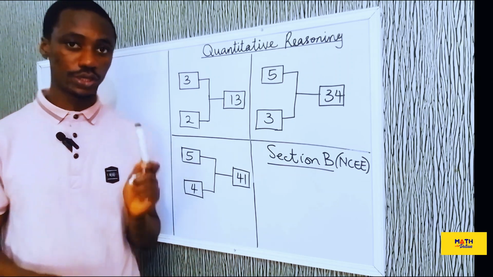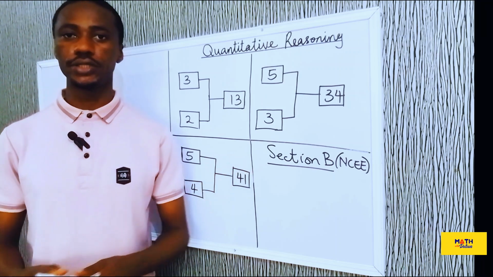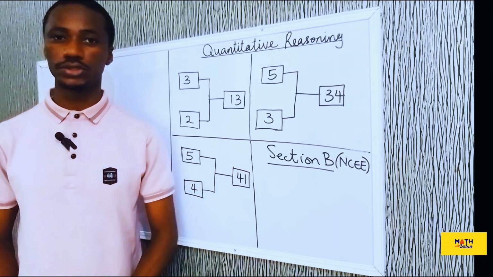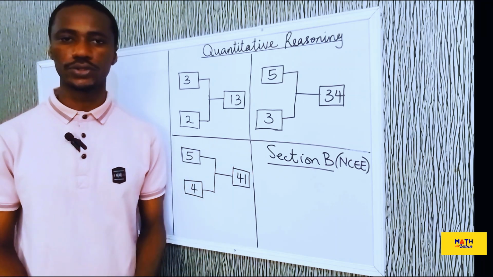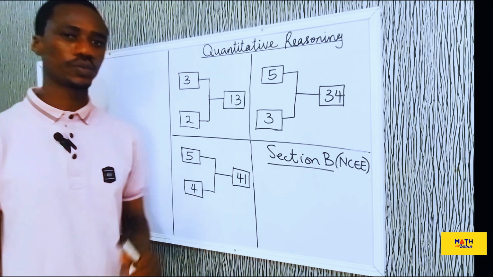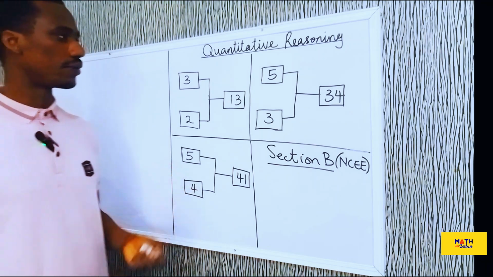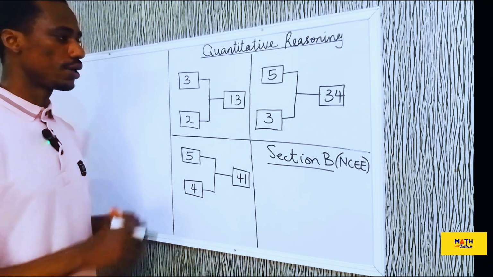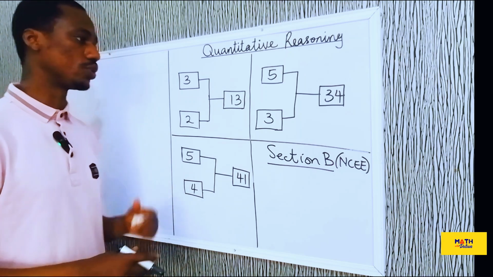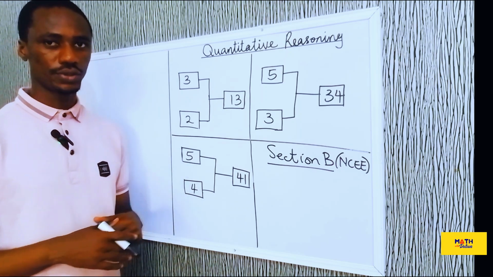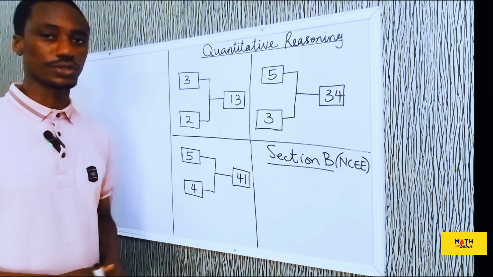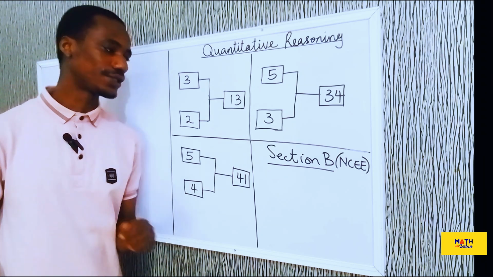Alright, today we are looking at Section B of the National Common Entrance quantitative reasoning question. That's the 2023 question. In this question we have these samples to analyze. Once we are done analyzing the samples, we look at the question. I'm going to do two of the questions, then I'll leave the last one for you to attempt.